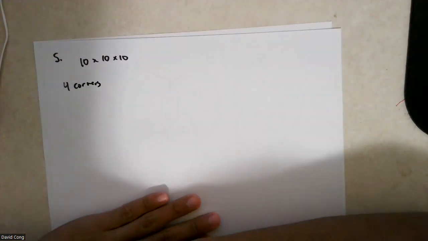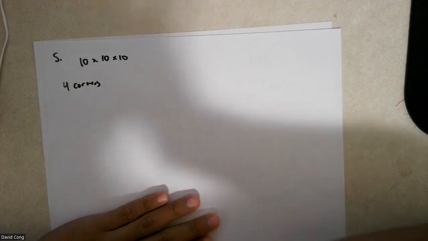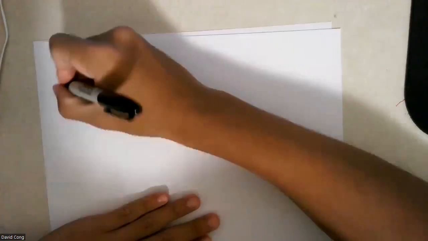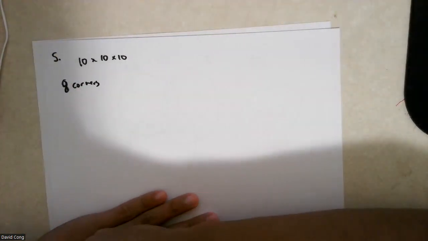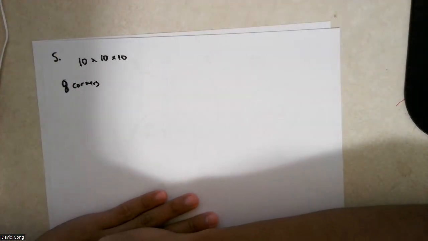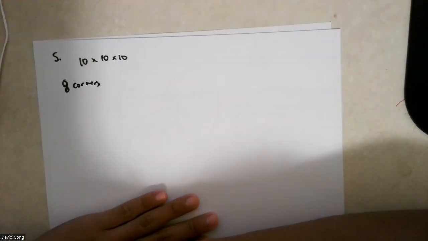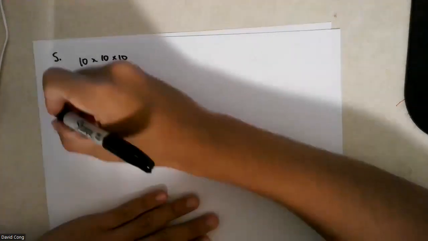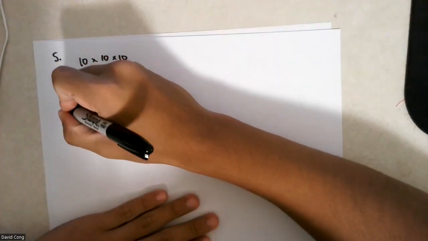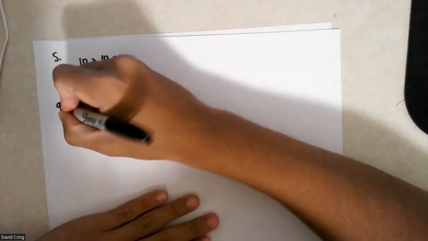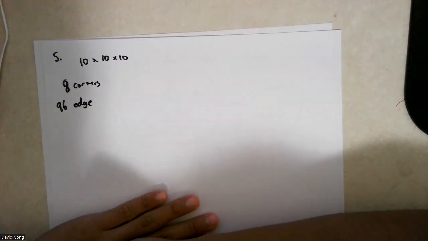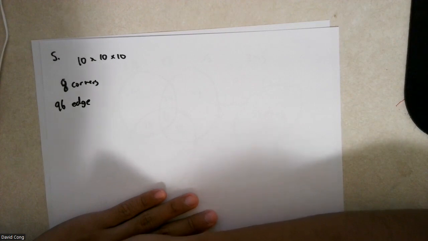Okay, and now how many edges do we have? Well, a cube has 12 edges. Anyways, as I was saying, how many edge cubes are there? We have 12 edges, and on each one there's 8. Which means in total we should have 96 edge cubes.